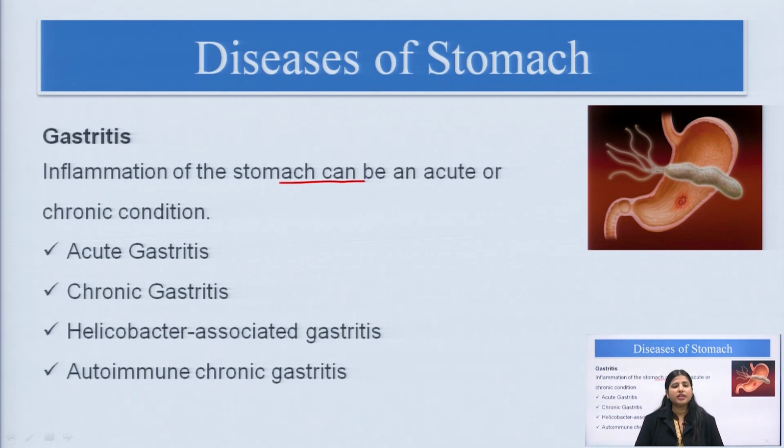Yes, sometimes we are eating junky food. Sometimes the infection is responsible, a bacterial or viral infection. So there are many things associated with inflammation in the stomach area, and that can be of a very short duration or a very sudden onset, that is acute gastritis. The second is chronic gastritis, which lasts for many days.